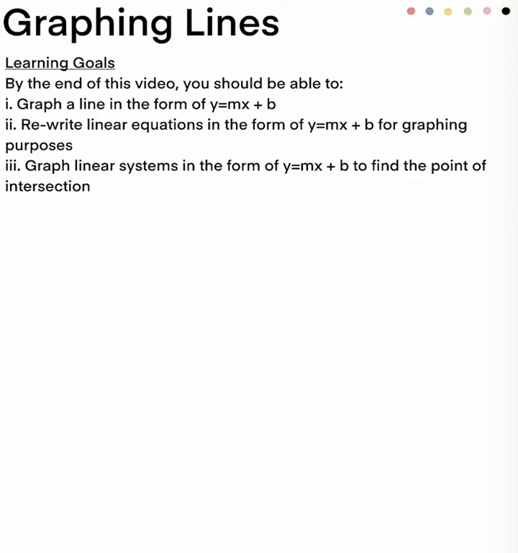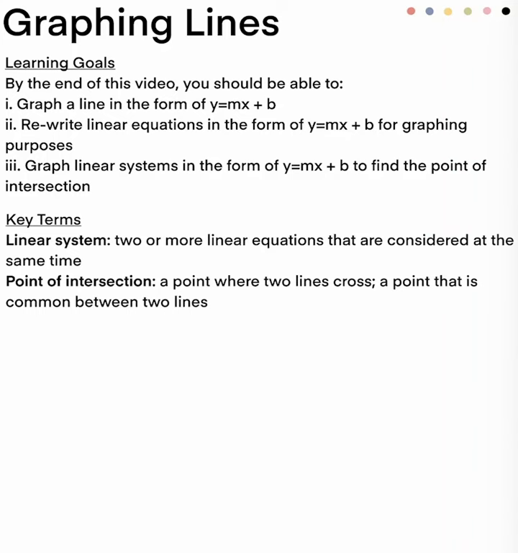Now there's some key terms in these learning goals that you need to copy down. Those would be linear system, which is 2 or more linear equations that are considered at the same time, and point of intersection, which is where the points intersect.